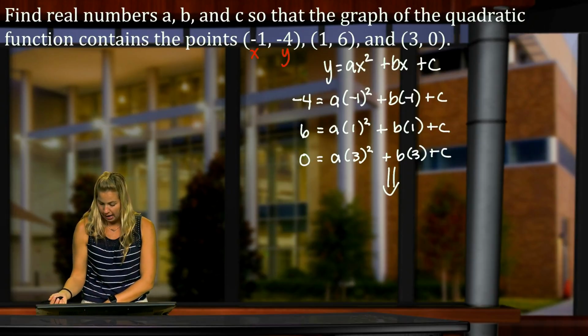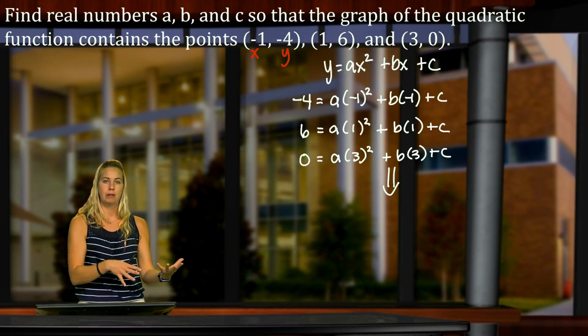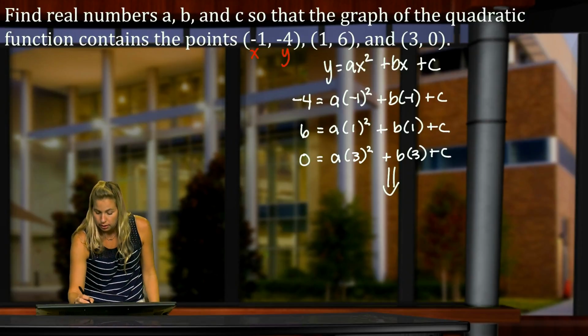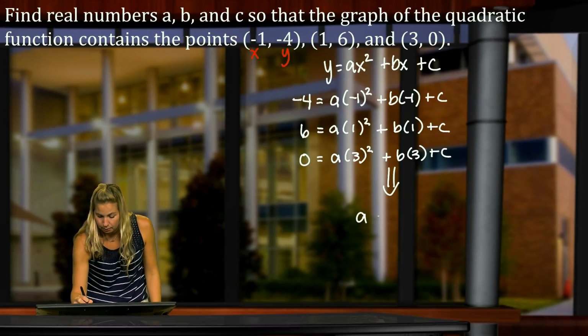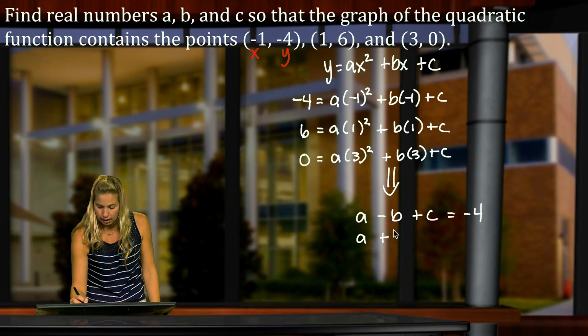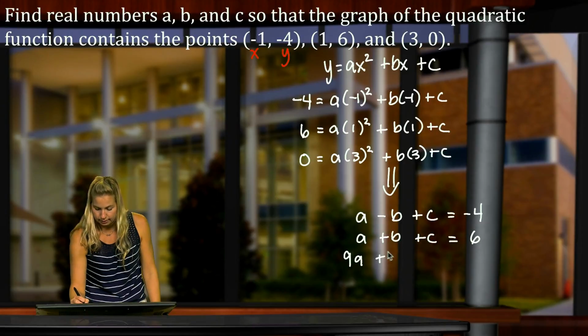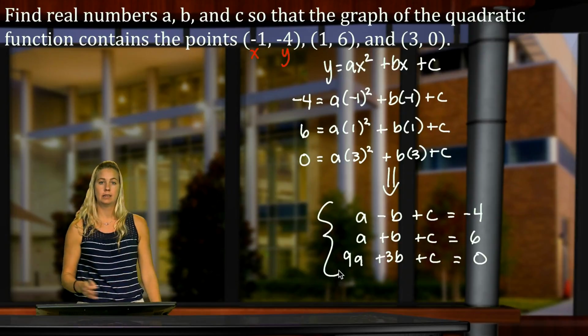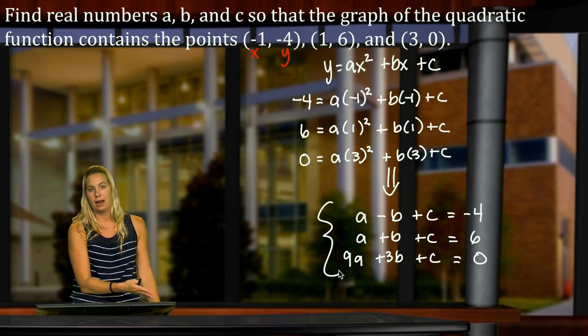When I simplify these and rewrite it so that my variables are on the left and my constants are on the right, because that's what we're used to, this looks like a minus b plus c equals negative 4. A plus b plus c equals 6. And 9a plus 3b plus c equals 0. And we can solve this system just like our previous example when we had x, y, and z.